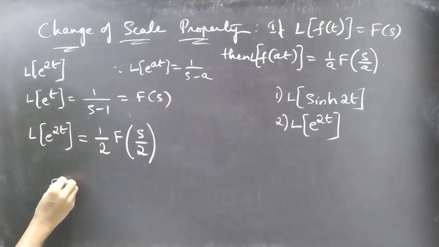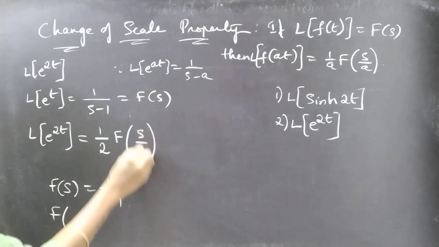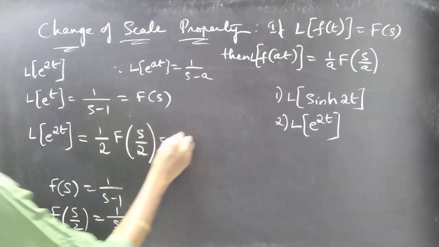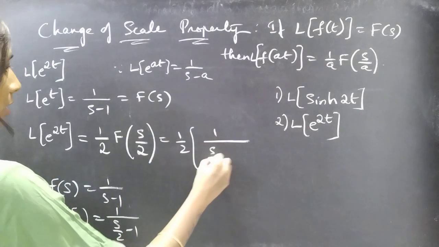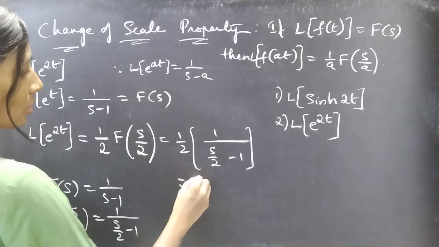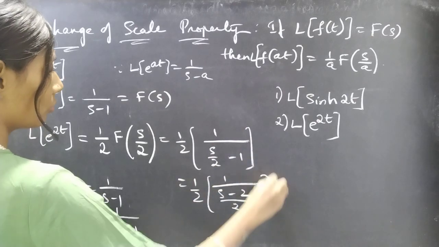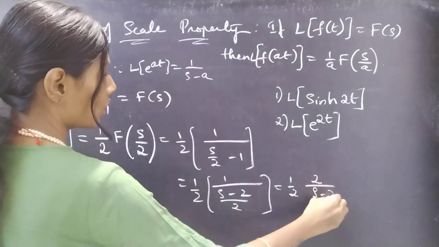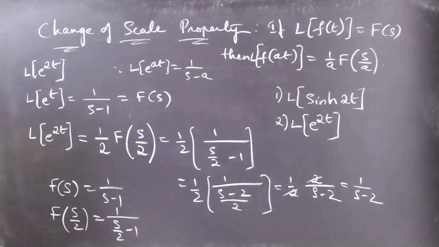If f of s equal to 1 by s minus 1, then f of s by 2 will be 1 by s by 2 minus 1, right? So here you'll get 1 by 2 into f of s by 2 is 1 by s by 2 minus 1, which gives us 1 by 2 into 1 by s minus 2 by 2, or we can write this as 1 by 2 into 2 by s minus 2, where 2 gets cancelled, you'll get 1 by s minus 2.